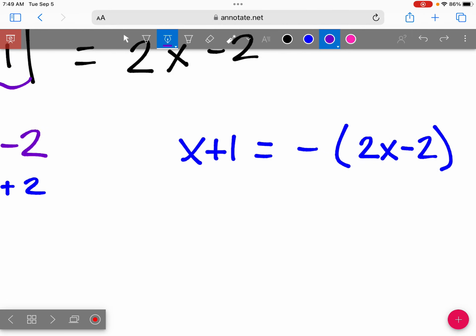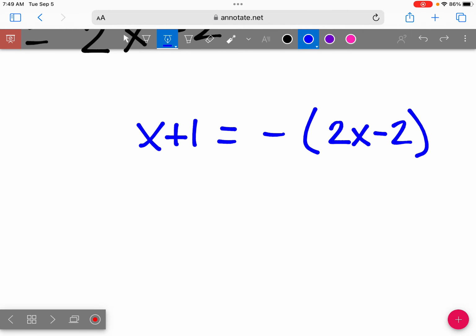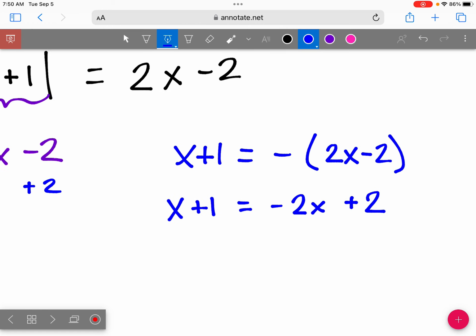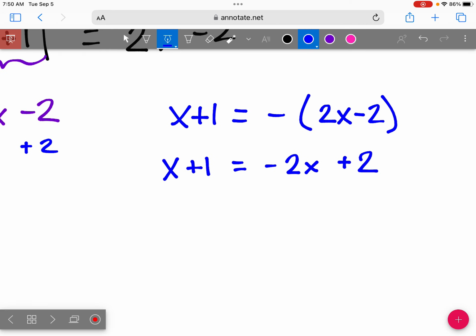Let's bring this one in. First thing I'm going to do is distribute that minus sign. So we're going to have x plus 1 equals negative 2x plus 2. Now what are we going to do? You can add 2x to both sides. That gives us 3x plus 1 equals 2.